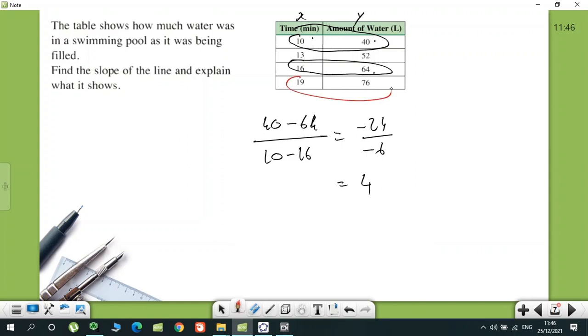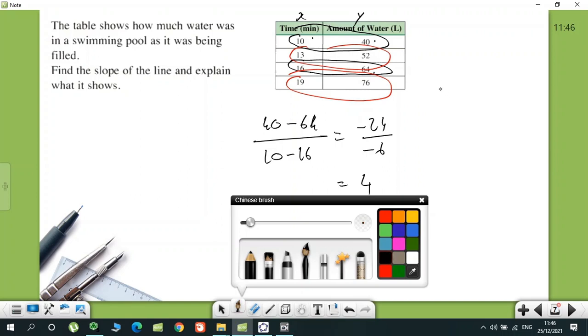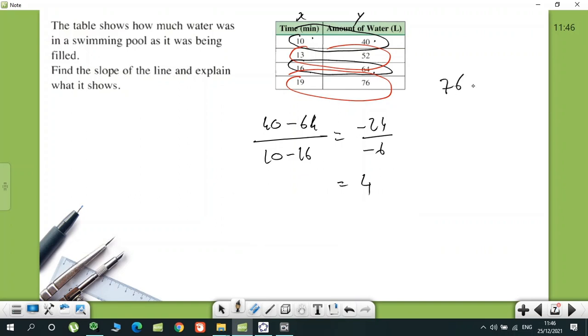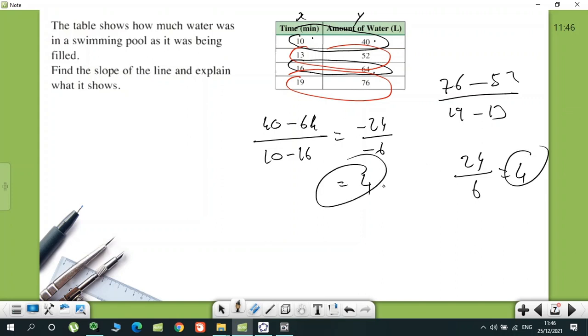Let's choose another point. Let's choose that one and this one. 76 minus 52 over 19 minus 13. 76 minus 52 is 24, over 19 minus 13 is 6. 24 divided by 6 is again 4. As you see, we found some different points, but the slope is all the time the same. The slope is a constant value. It does not change. You can choose any 2 points and the slope will always be the same value.